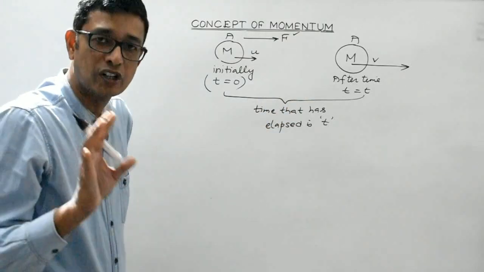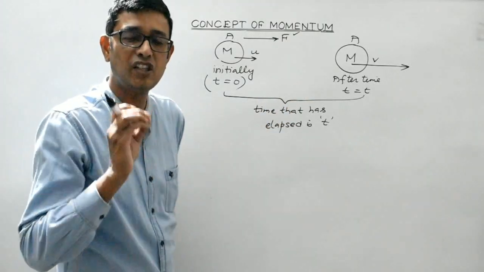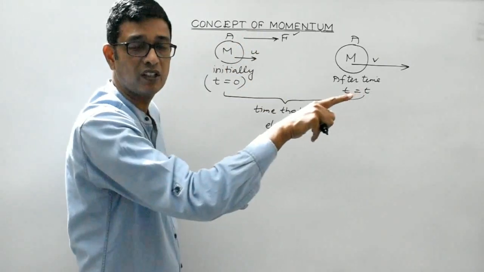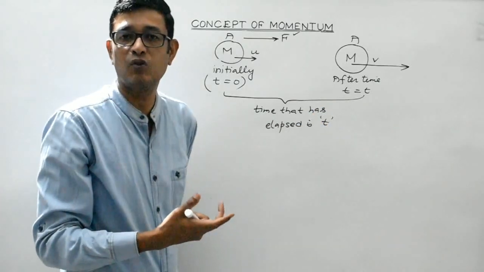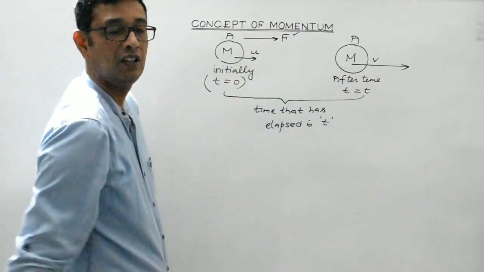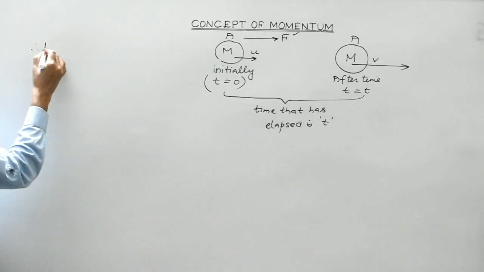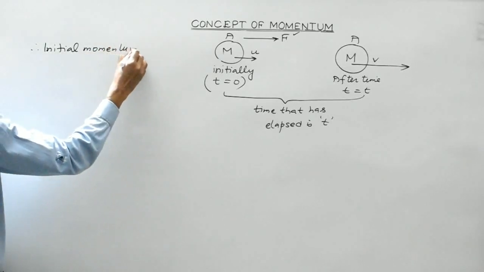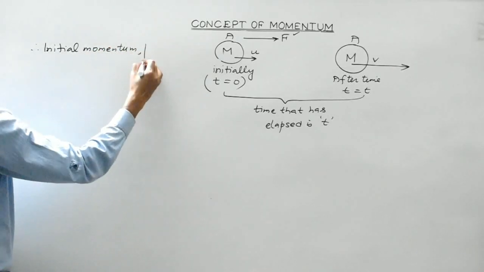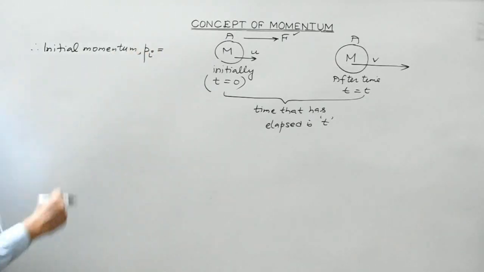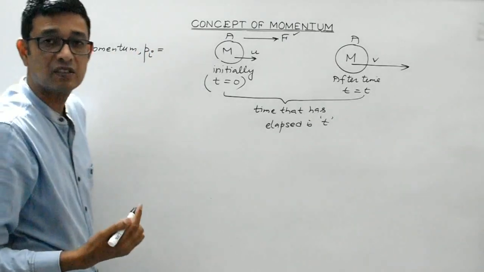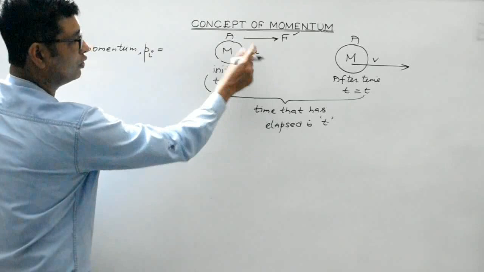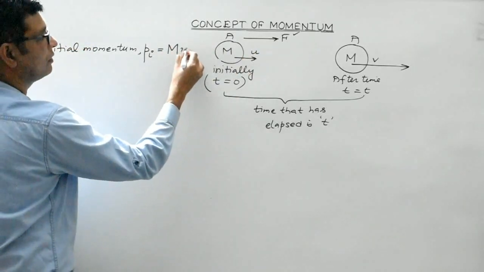We have considered a body of mass m moving with initial velocity u. Under the influence of this force, which is acting along the direction of motion of the body, let after time t the body acquire a final velocity v. So therefore, what would be the initial momentum of the body? Let us represent it by Pi, I stands for initial, right? Momentum is quantitatively given by the product of mass and velocity. Initially its velocity is u, so mass multiplied by velocity, that is mu.